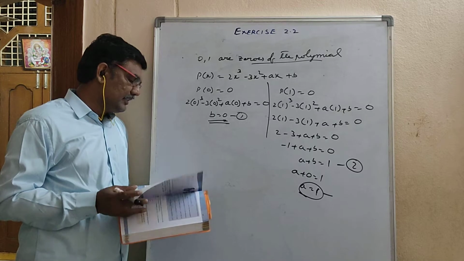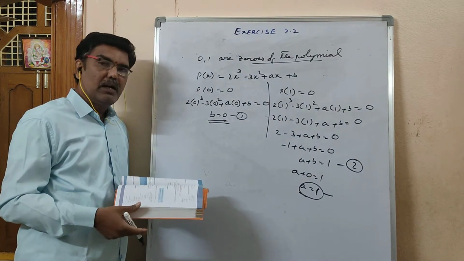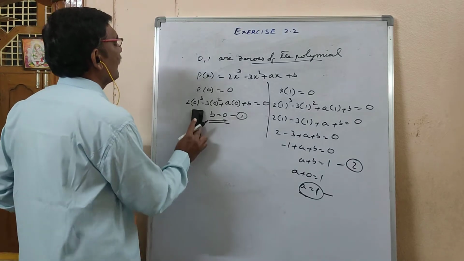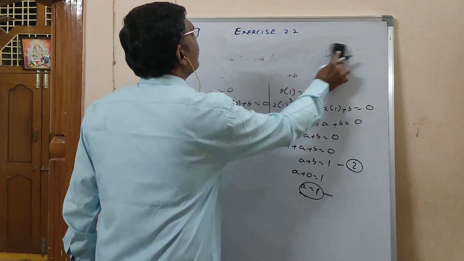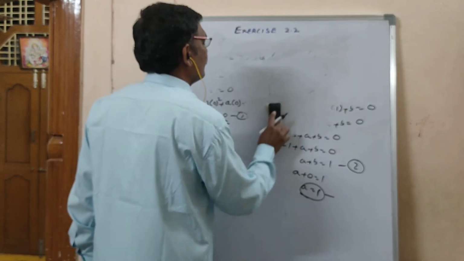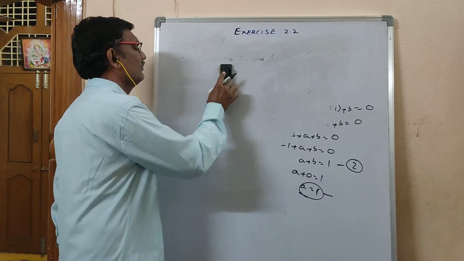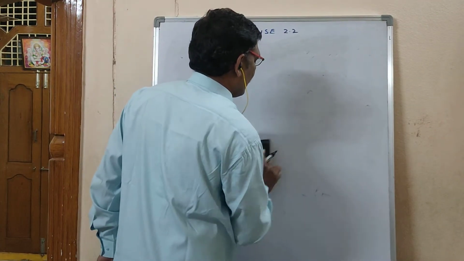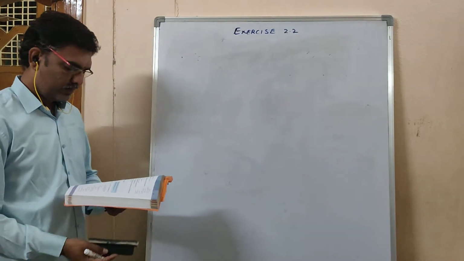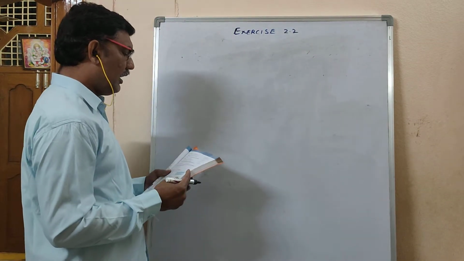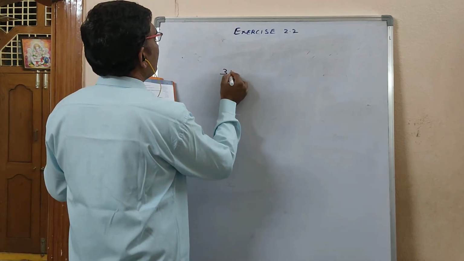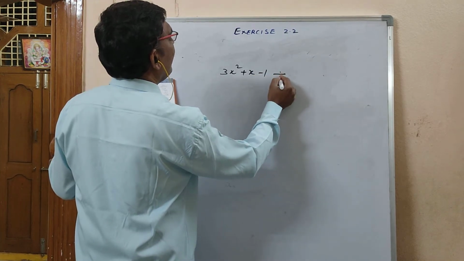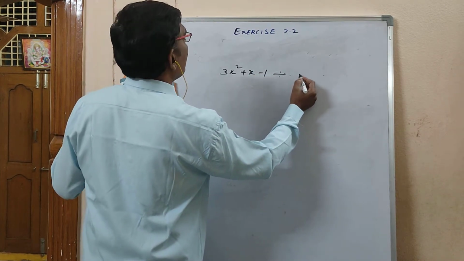how to do division of polynomials. Okay, how to do division, we will see it. So here, a small division I will do today: 3x square plus x minus 1 divided by x plus 1.